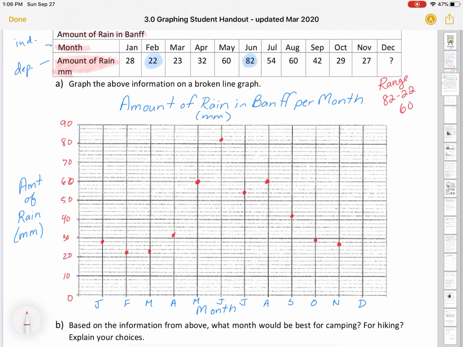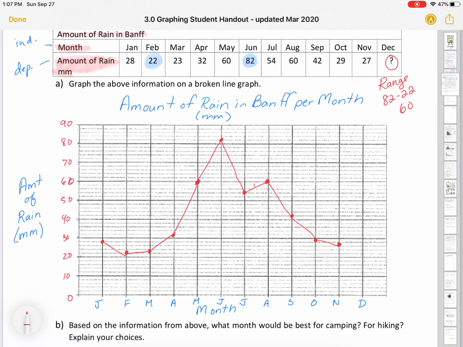Now, we're going to connect those points. It's a broken line graph. We can't draw a nice straight line because it changes so rapidly between each month depending on weather patterns, which makes sense. Looks like the Banff Mountains, doesn't it? Now, we don't know December. It's a question mark. I have a feeling that's going to be one of the questions we're going to answer.